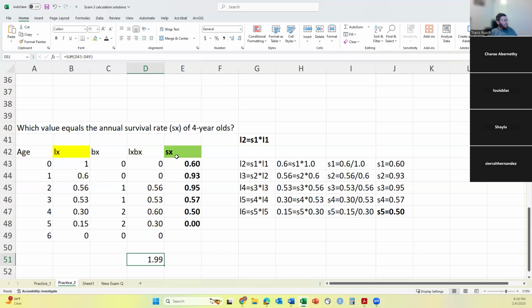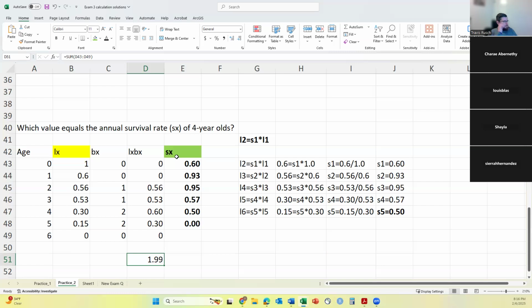But you might get questions from the BX column, like what is the fecundity of 3-year-olds? Or, where does reproduction begin? At what age in this population? What is the lifespan, or the longevity, of this population?